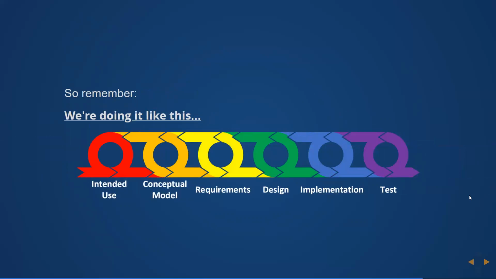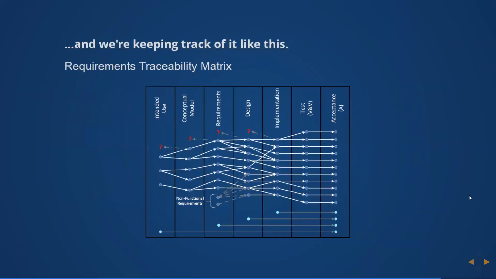So remember, we have an ongoing iterative process for doing all the work. We keep track of it using this monstrosity that I talked about last week that links every item you identify throughout the process, forwards and backwards. If you have any questions, feel free to ask. It's in the presentation and slides that I put together last time.